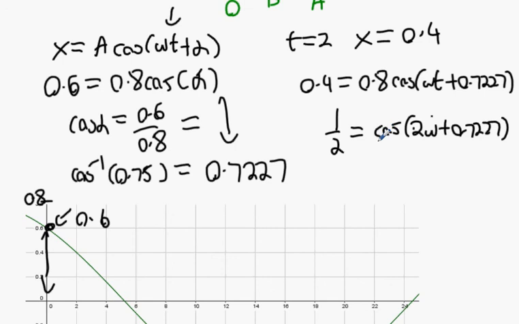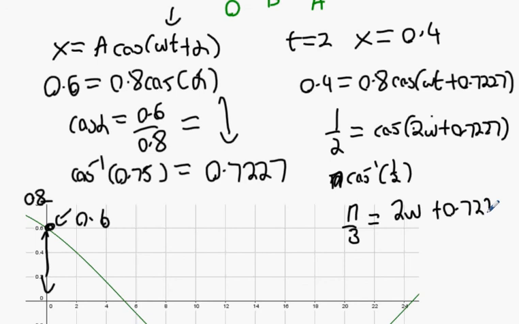Now, what we're going to do next is cos inverse a half, and we get a pi over. Is it pi over 3? Sorry guys, what's cos inverse a half? I'm just drawing a mind blank. In radians. Okay. Cos inverse a half. Pi over 3.